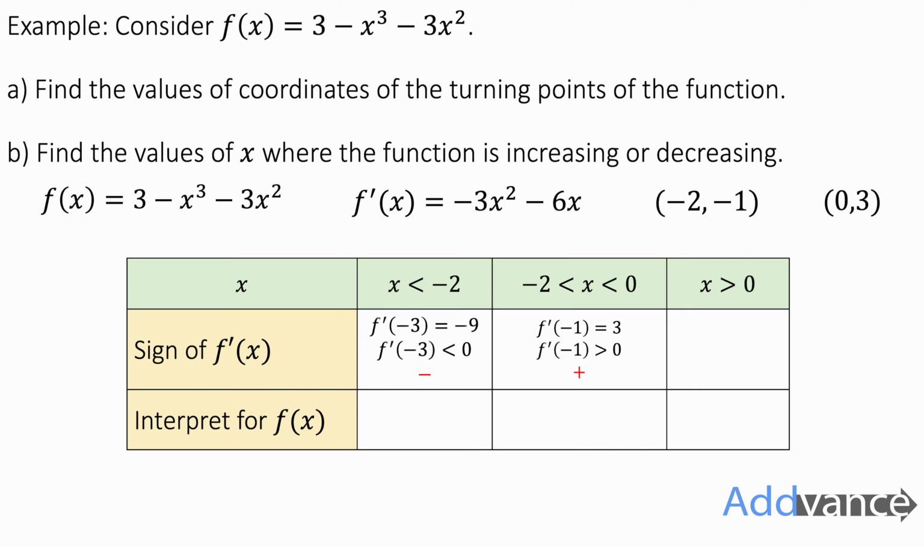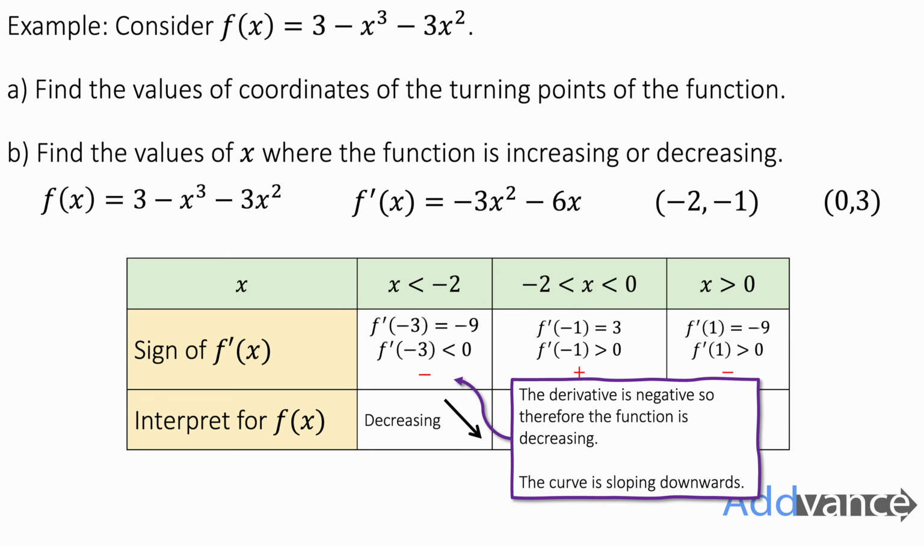Now for x more than 0, we substitute in a positive x. So let's substitute in 1, that is more than 0. And we see that the gradient is minus 9. So we know that for the first section, x less than minus 2, the gradient is negative. Between minus 2 and 0, the gradient is positive, and for x more than 0, the gradient is negative again.